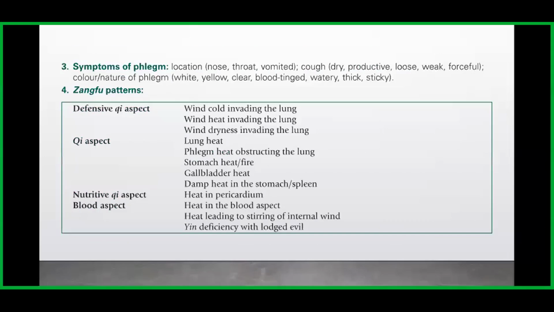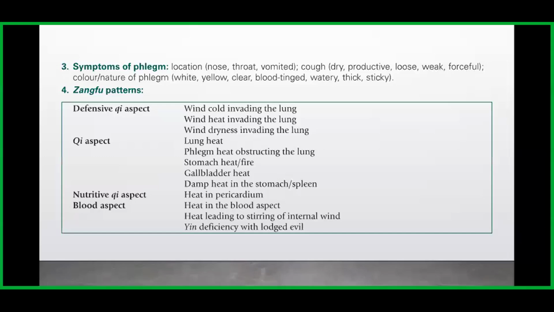And number 3, symptoms of phlegm. So we look at the location, if it's in the nose, throat, or if it's vomited. We also look at the cough, if it's dry, productive, loose, weak, or forceful. And of course, the color and nature of phlegm, if it is white, yellow, clear, blood-tinged, watery, thick, or sticky.